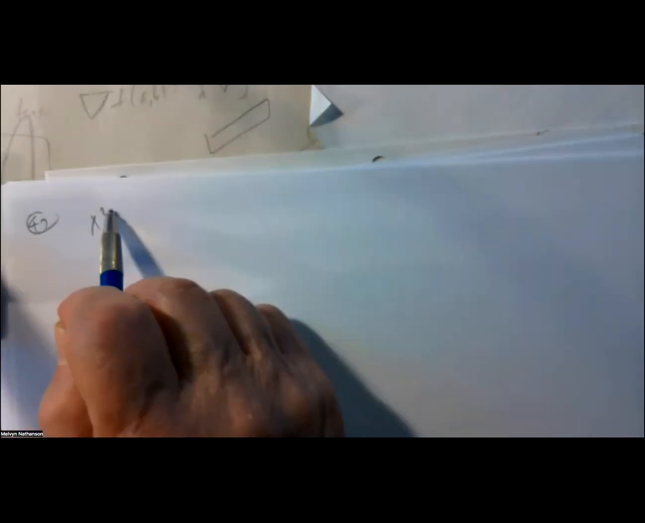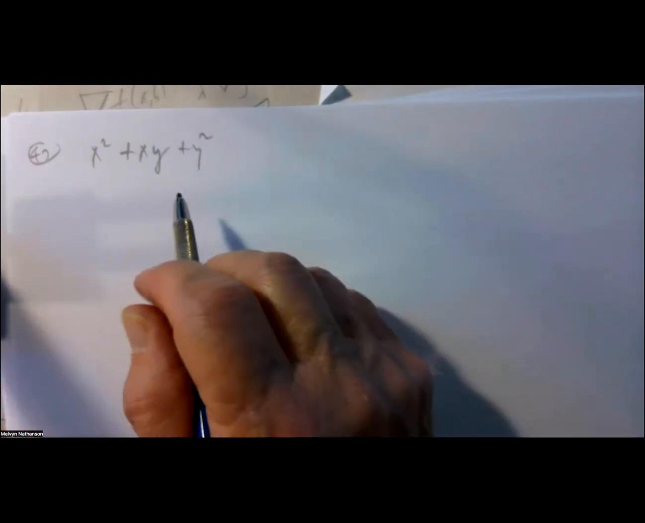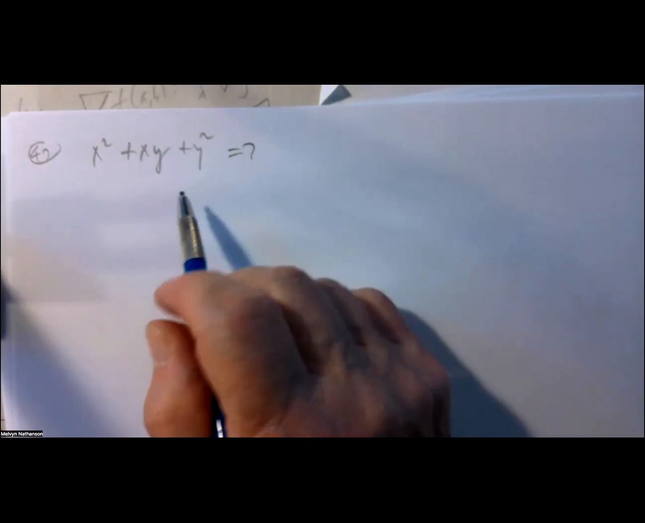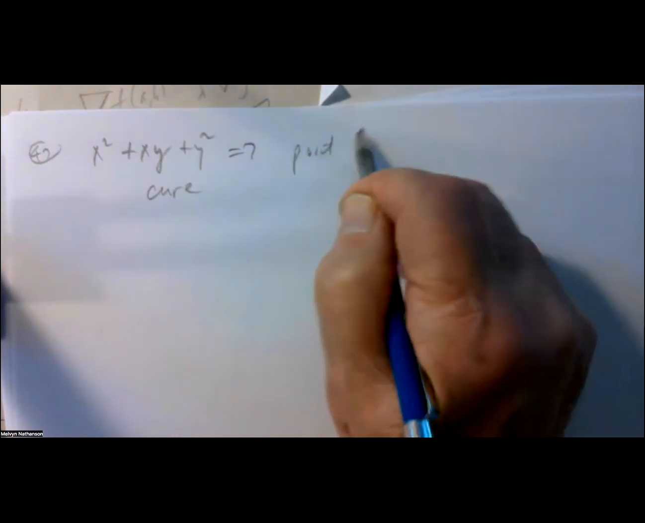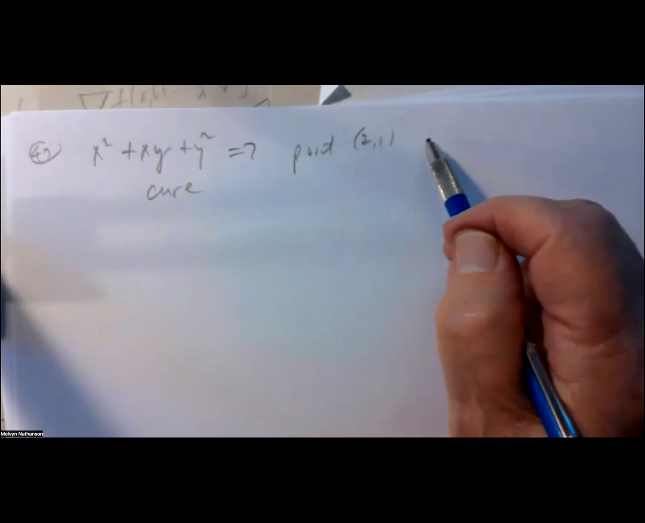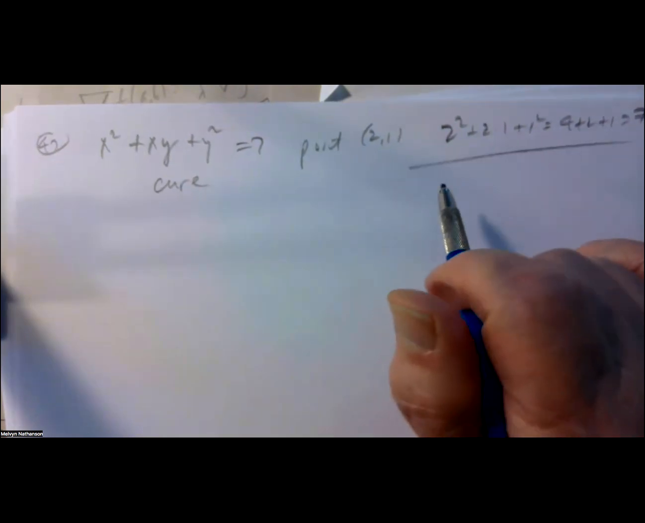For number 47, we have the equation x squared plus xy plus y squared equals 7. And the point (2,1). So this is my curve. And then I have the point (2,1), because if you let x equal 2 and y equal 1, 2 squared plus 2 times 1 plus 1 squared is 4 plus 2 plus 1, which is 7. So this point lies on this curve.